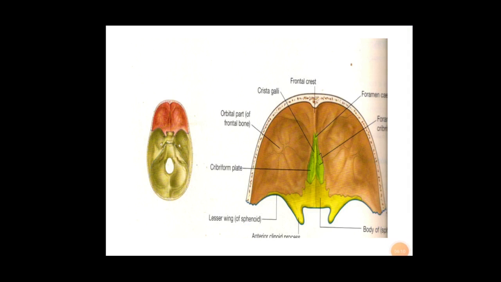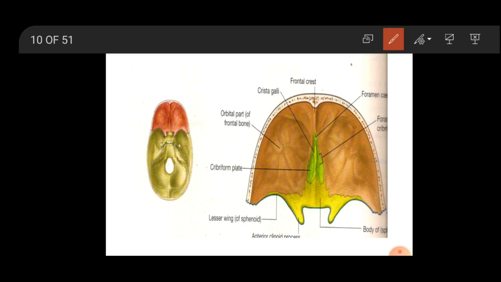Before going to these dural folds, we have to know some important bony landmarks in the base of the skull. What you see in this picture is the anterior cranial fossa. As I told you, in the base you have 3 descending steps: anterior, middle, and posterior cranial fossa. We'll see the features of the anterior cranial fossa.